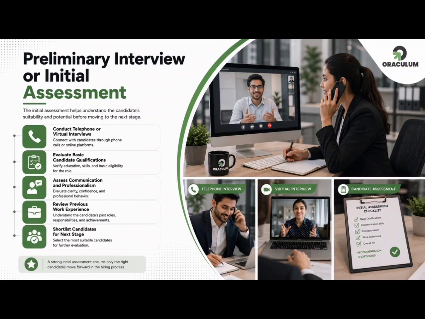Preliminary interview or initial assessment. Some organizations conduct preliminary interviews or assessments to evaluate shortlisted candidates. These may include telephone interviews, virtual interviews, basic skill assessments, and discussions about work experience.